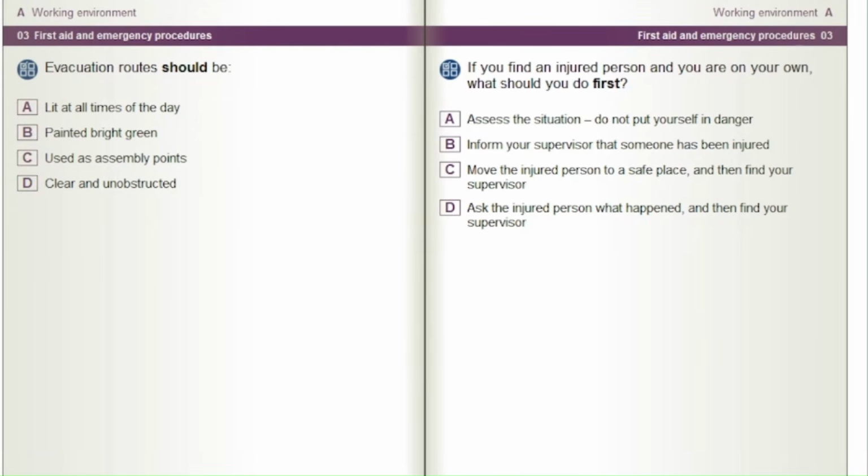If you find an injured person and you are on your own, what should you do first? Assess the situation. Do not put yourself in danger. Inform your supervisor that someone has been injured. Move the injured person to a safe place, then find your supervisor. Ask the injured person what happened, and then find your supervisor.